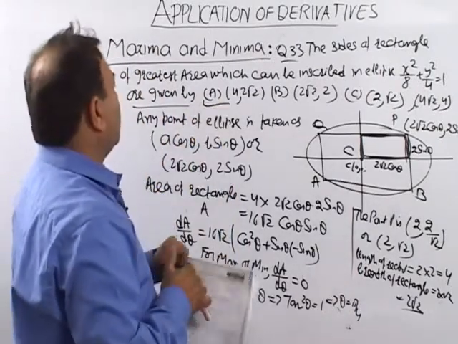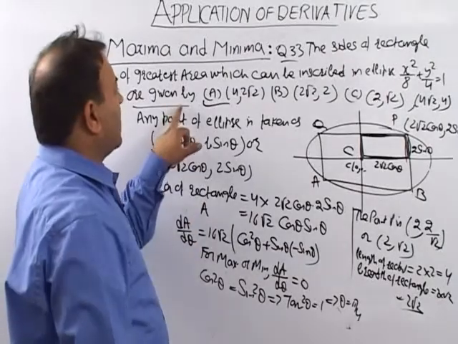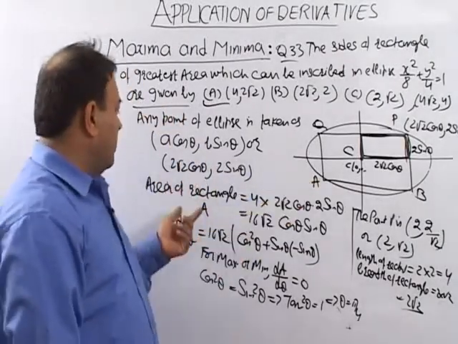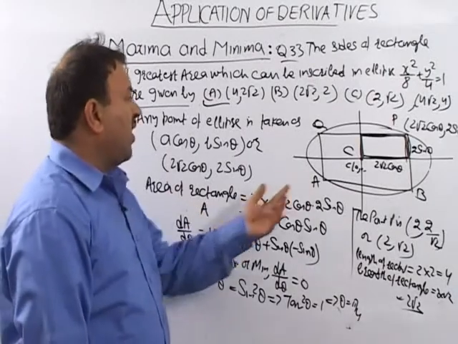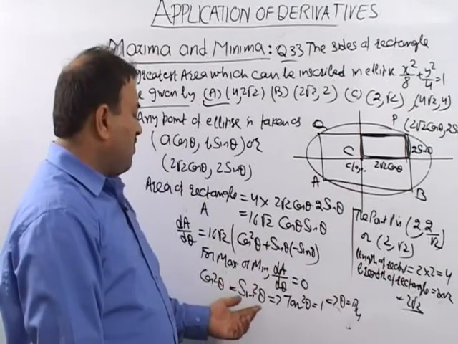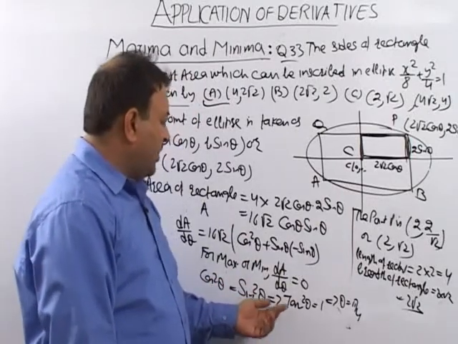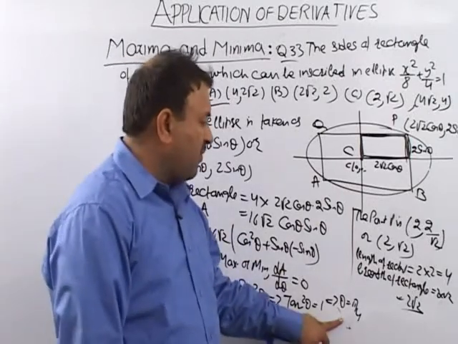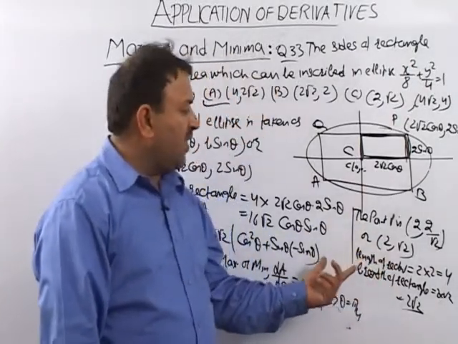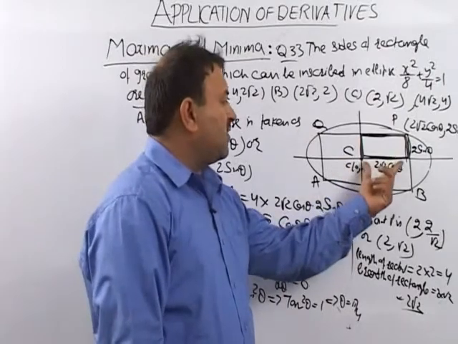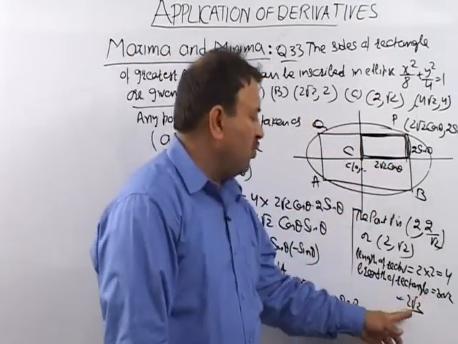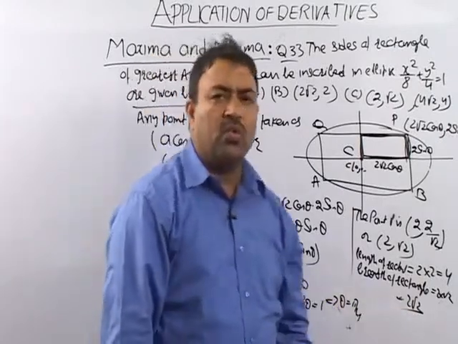The sides of a rectangle of greatest area which can be inscribed in an ellipse are these. So any point on the ellipse is taken as this one. Then for the area of the rectangle, we find the area of one rectangle multiplied by 4. For maxima or minima, dA over d theta is 0, theta is pi by 4. So any point on the ellipse is 2 root 2. So the length of the rectangle is twice of this, and the breadth is twice of this, that is 2 into root 2. So it comes out to be 4 and 2 root 2 as the other side.